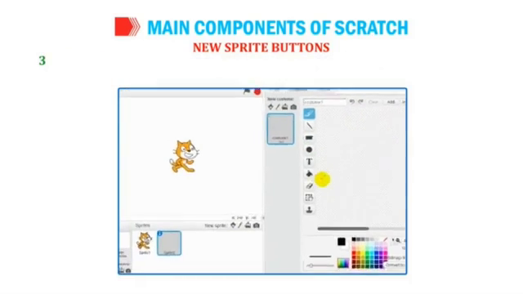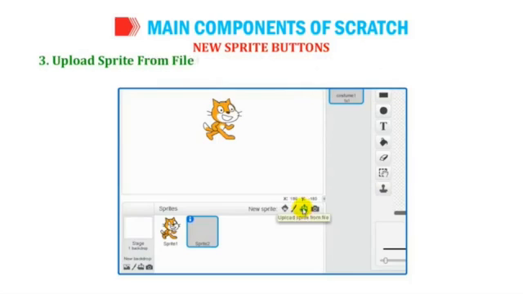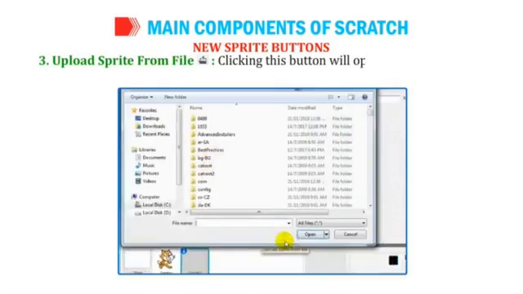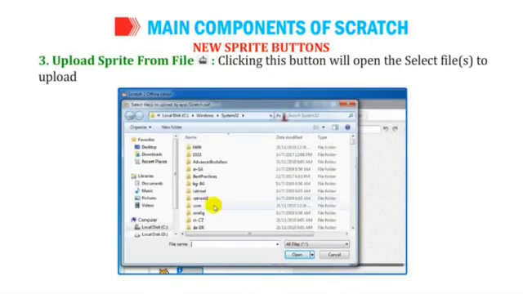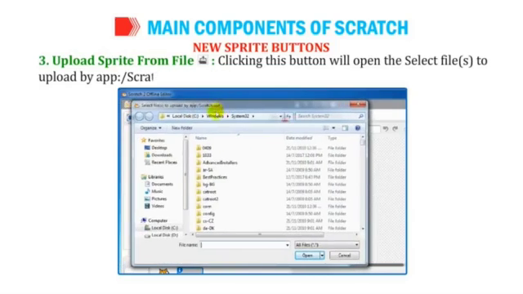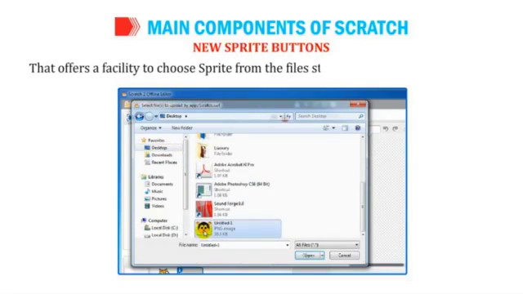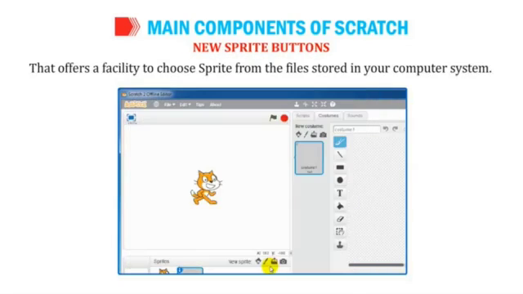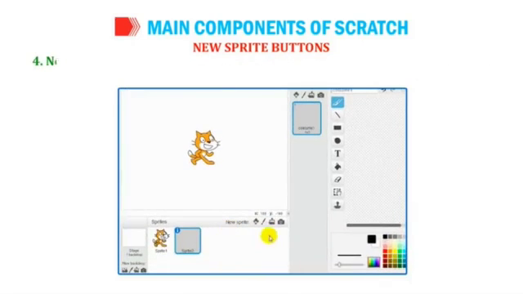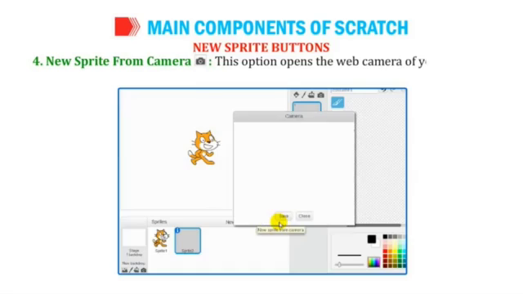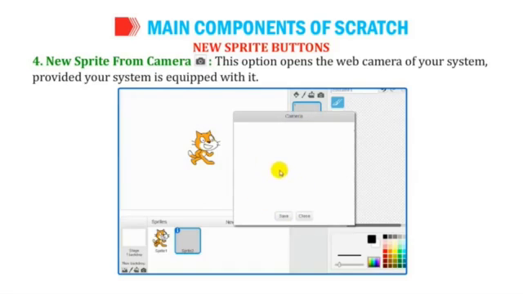Number 3, upload sprite from file. Clicking on this button will open the select files to upload by app scratch.swf, that offers a facility to choose a sprite from the files stored in your computer system. New sprite from the camera. This option opens up the web camera of your system, provided your system is equipped with it.